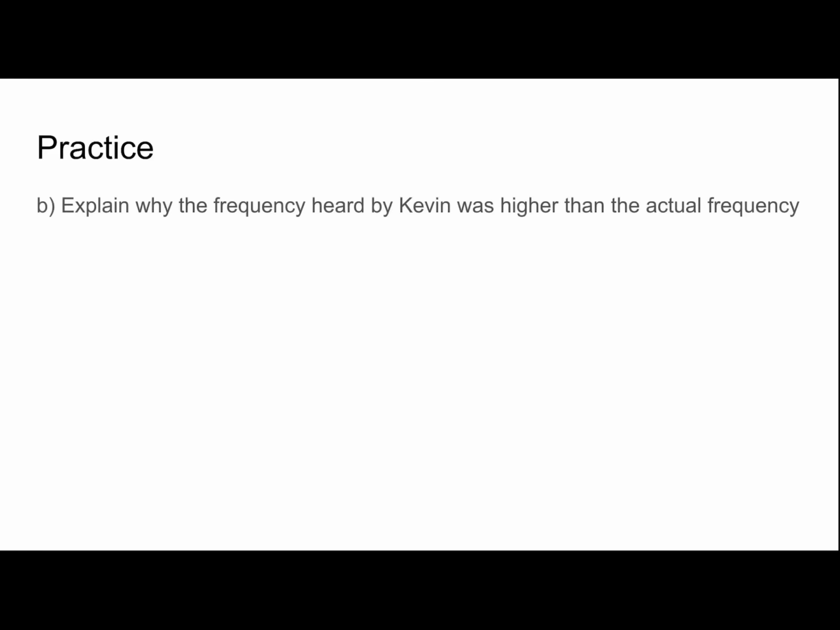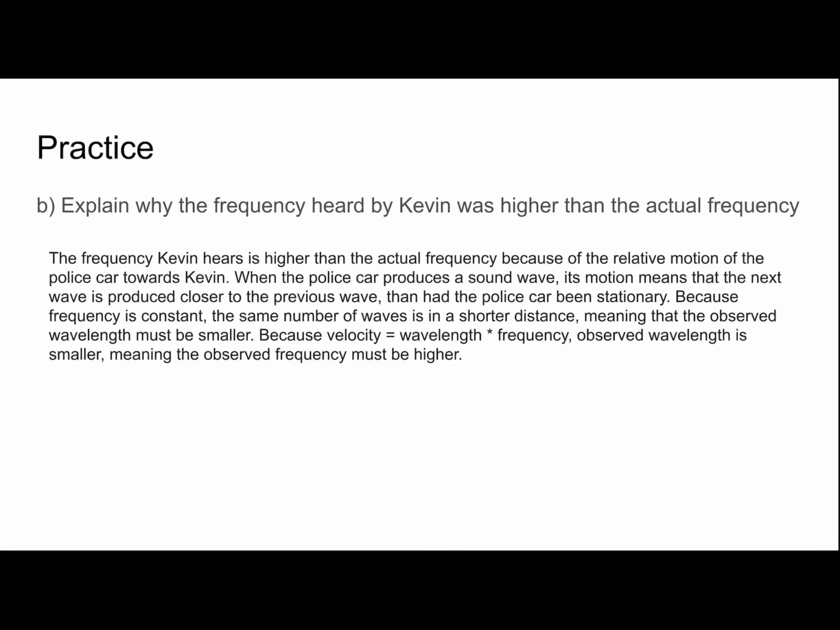Alright, question B, this is a very common NCEA question. Explain why the frequency heard by Kevin was higher than the actual frequency. The observed frequency is higher than the actual frequency because of the relative motion of the police car towards Kevin.